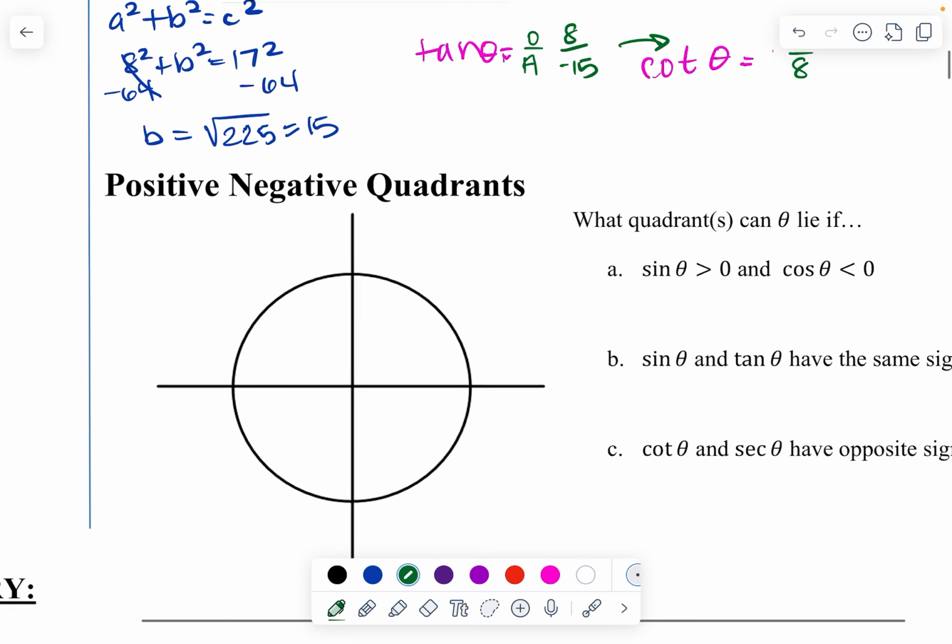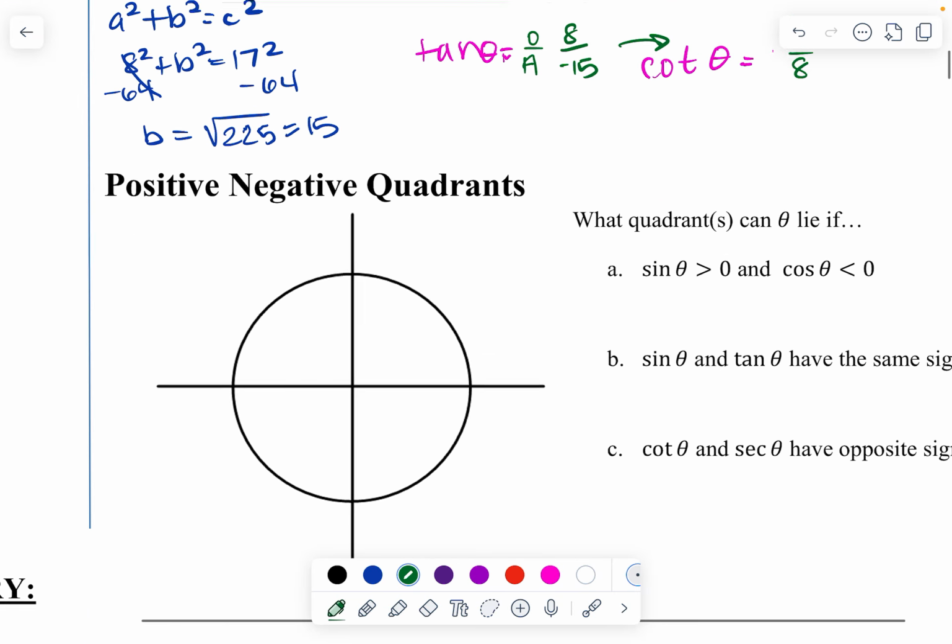Okay, last thing that we're going to learn, what's positive and what's negative in these quadrants. So here's what I want you to remember. All students take calculus. This tells you what trig function is positive in each quadrant. So A stands for all. Everything is positive in that first quadrant. Here in the second quadrant, only sine. Here in the third quadrant, it's only tangent. And here in the fourth quadrant, it's cosine. Okay, so it's sine and its reciprocal function cosecant, tangent and its reciprocal cotangent, cosine and its reciprocal secant.